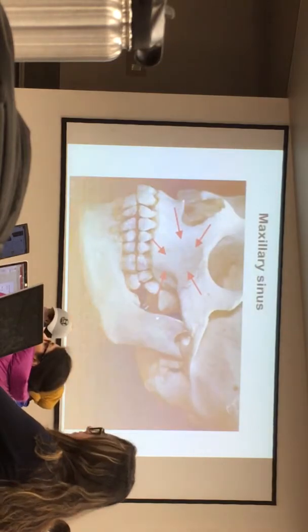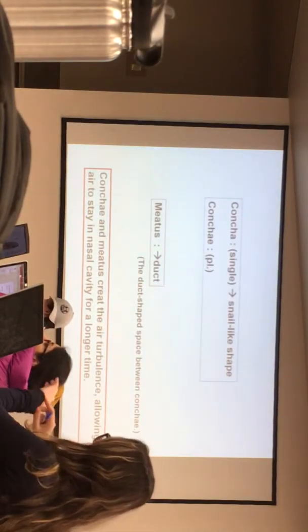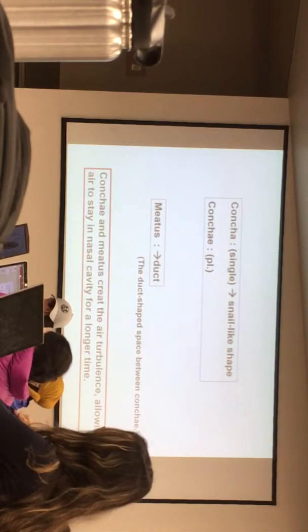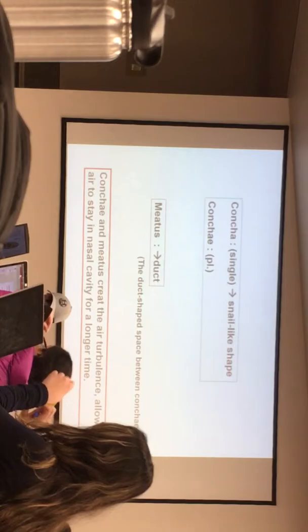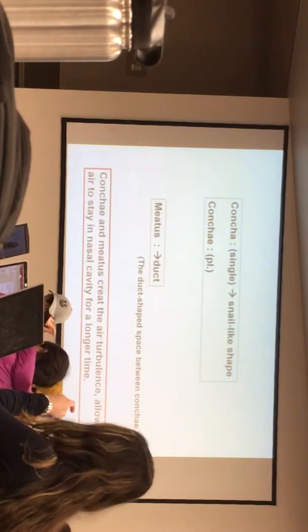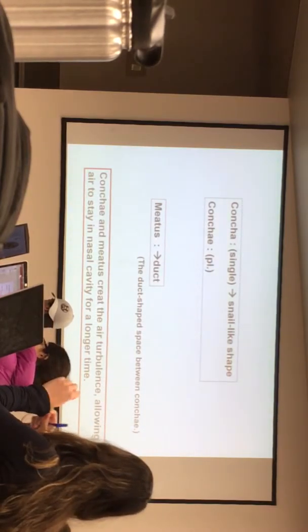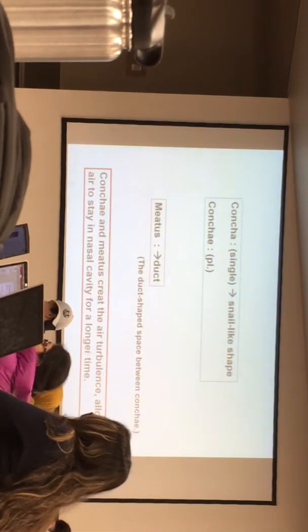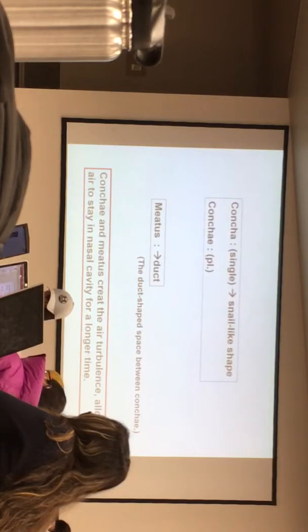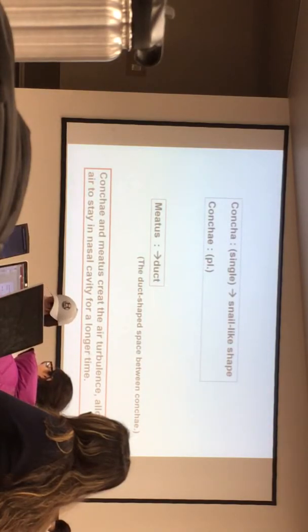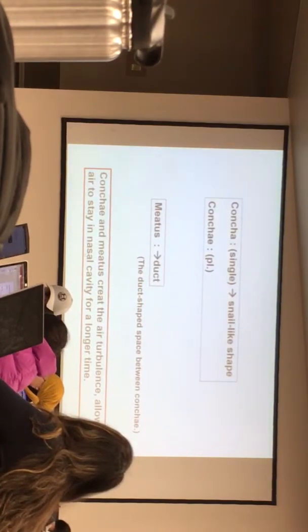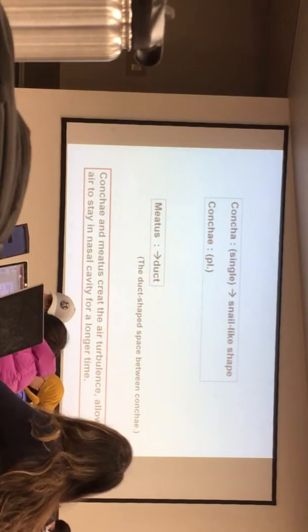What the meaning is, concha is like a snail-shaped structure. The meatus means duct, the gap there. The concha and the meatus create air turbulence and allow air to stay a little longer. And we have mucus, we have hair, and we can filter the dust there.